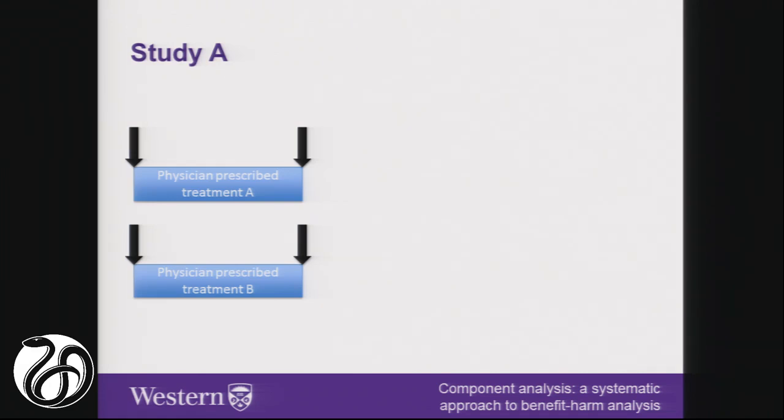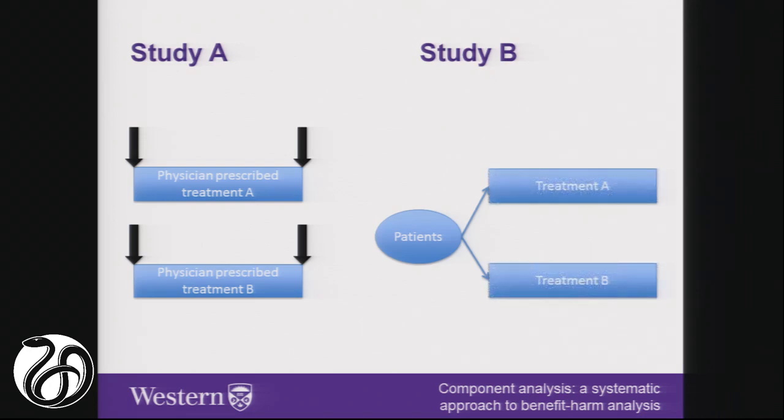Study B is similar in some respects to study A, but rather than being an observational study, it's a randomized controlled trial. It starts with the same group of patients, patients who in clinical practice might be prescribed by their physicians either treatment A or treatment B. And what we're going to do to these patients is randomize them, not too surprisingly, to treatment A or treatment B. Okay? We're going to do some baseline assessments and outcome assessments on patients in these studies.